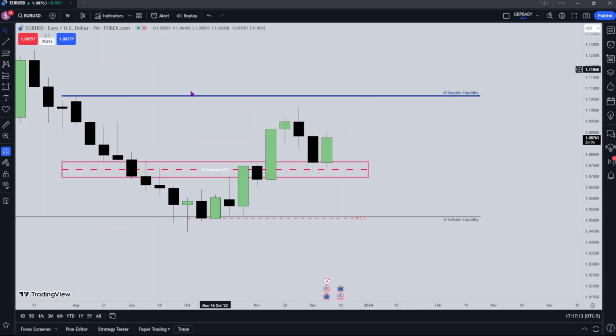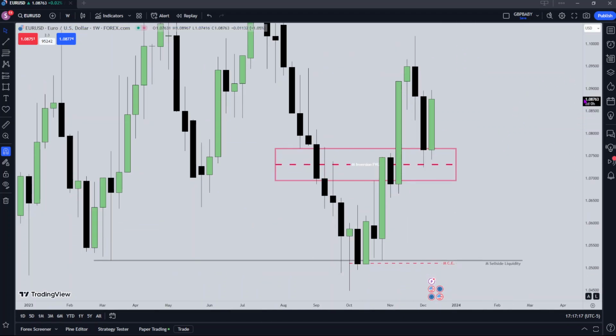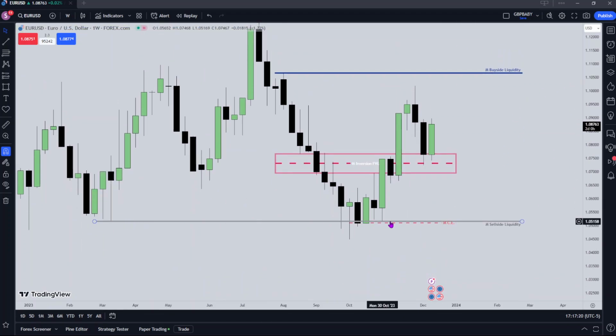We can see that all of those PD arrays that we had marked out are now translated down onto the weekly chart. So we have that same sell side liquidity residing here from the monthly, same consequent encroachment on the monthly, same inversion block on the monthly, and same buy side liquidity up here that I have my eyes set on.